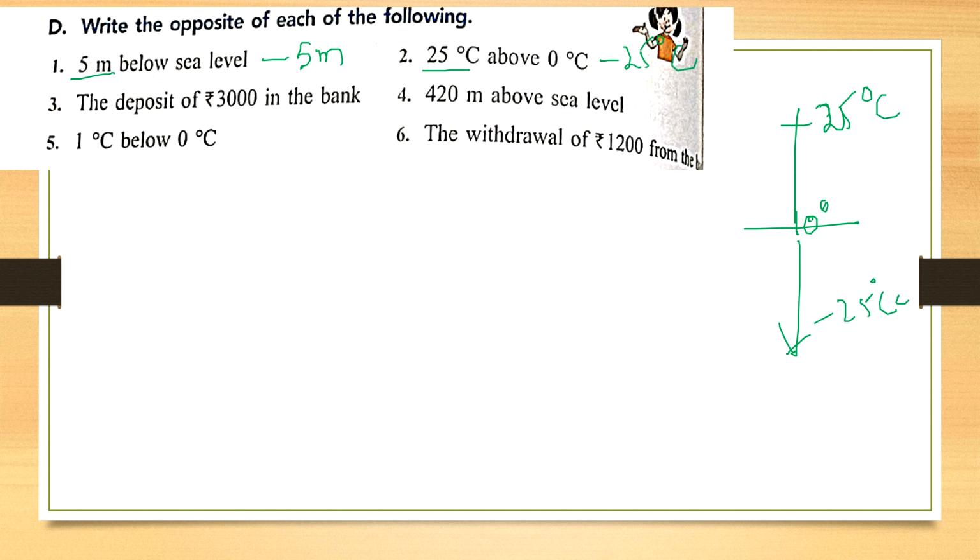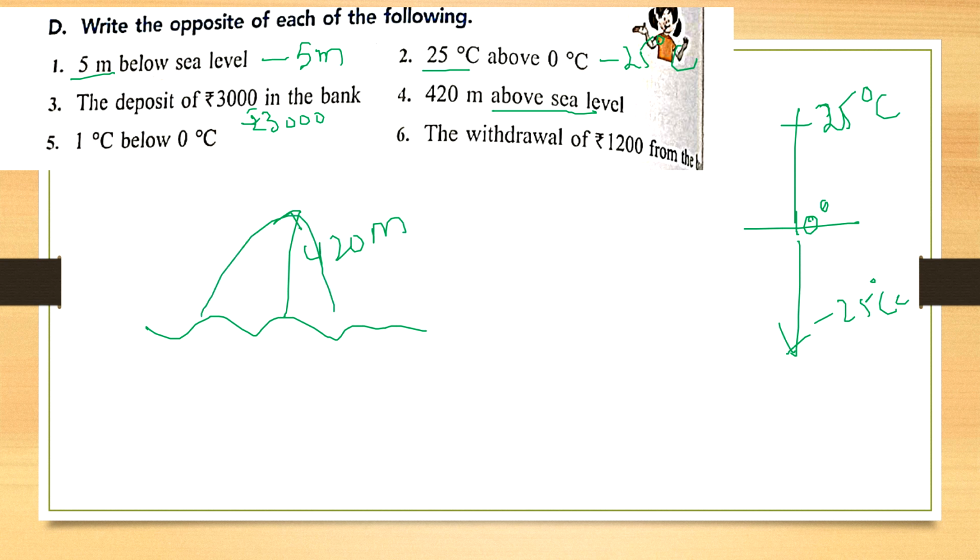The deposit of 3000 in the bank. Opposite is minus 3000. You are withdrawing from the bank. 420 meter above sea level. So above sea level, if this is your sea level, this is, let us say, 420 meter. That's it. There is a mountain of 420 meter height. So opposite will be 420 meter, but a negative sign will be there.